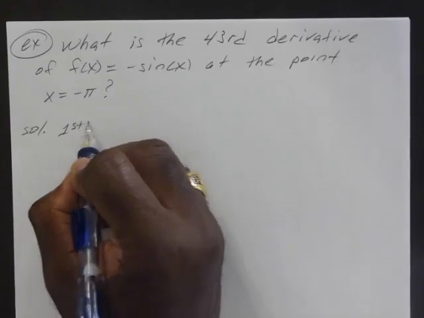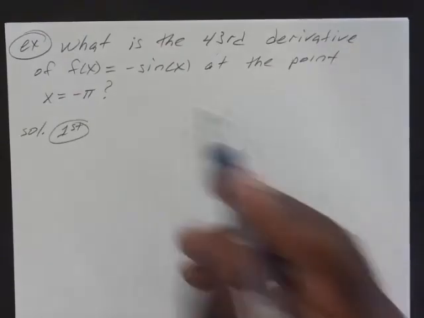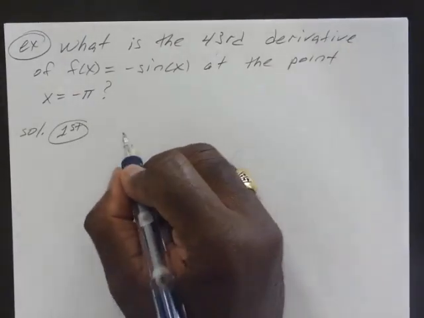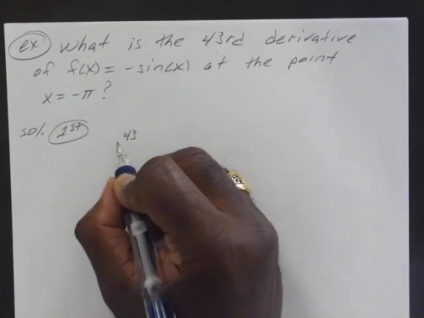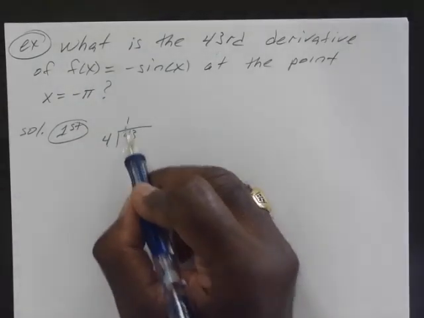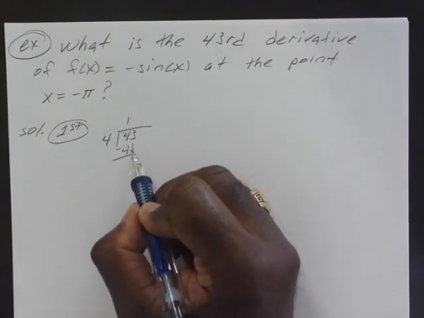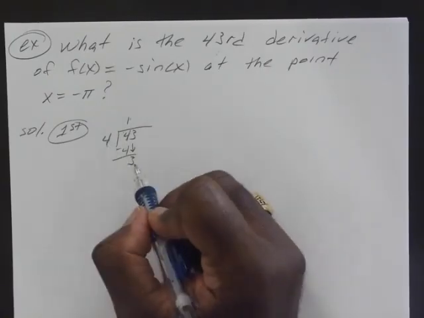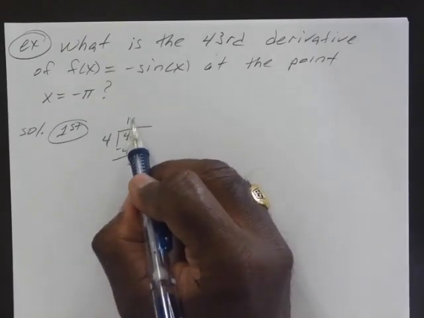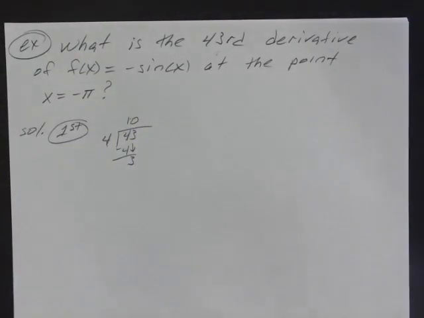If you remember the first step, we're going to divide our nth derivative by 4. So that gives us 43 divided by 4. 4 goes into 4 once. 4 times 1 is 4. We subtract, it gives us 0. We bring down the 3. 4 doesn't go into 3, so we put a 0 above that. Nothing else to bring down, so we're done.